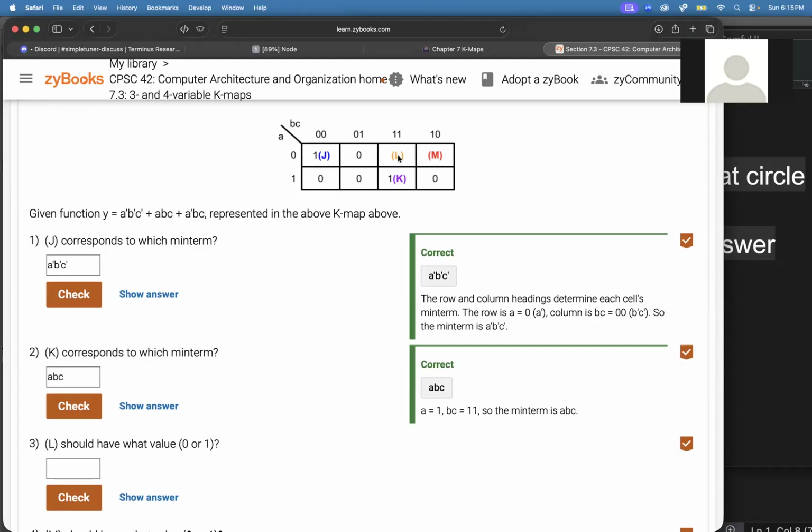0, 1, 1 is not A, B, C. Looking at this, not A, B, C is right here, so this corresponds to the L term. It should be a 1, right? Because we have the term here, so we fill it in with a 1 up here.